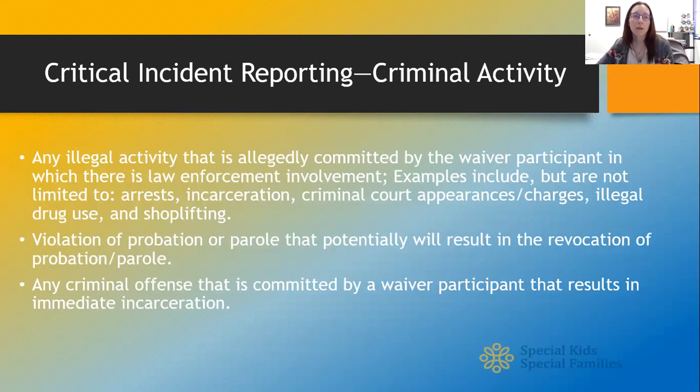Any criminal activity. This would be any illegal activity that is allegedly committed by the waiver participant in which there is law enforcement involvement. These examples include, but are not limited to, arrests, incarceration, criminal court appearances and charges, illegal drug use, and shoplifting. Violations of probation or parole that potentially will result in the revocation of probation and/or parole. Any criminal offense that is committed by a waiver participant that results in immediate incarceration. Those will all be critical incidents.